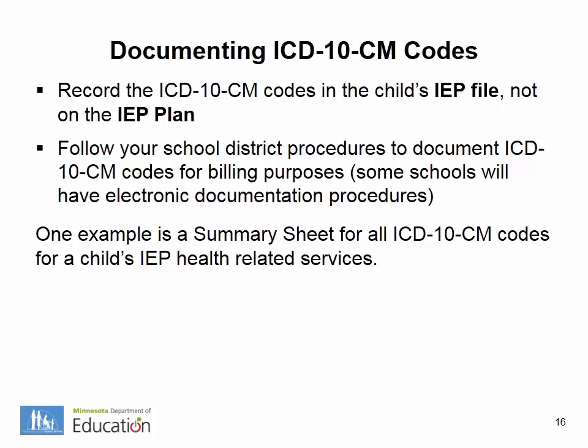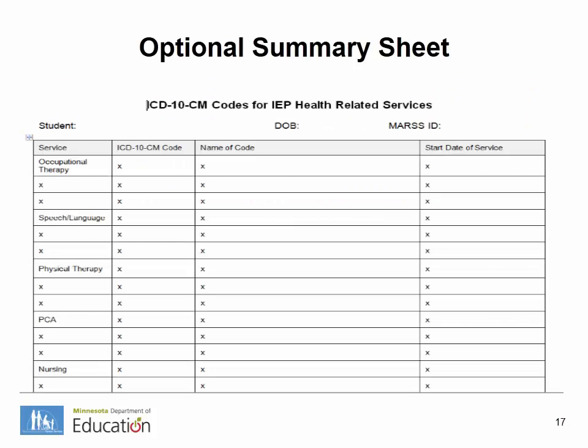One example is a summary sheet for all ICD-10-CM codes for a child's IEP health-related services. This is an optional summary sheet. If this is something that will be useful to you and your team, please feel free to use this form. If a child has more than one IEP health-related service, this is a great tool to use. This might be in the electronic file already if you are doing electronic special education assessments and IEPs. Please take the time to visit with your vendors and make a process that works best for you.